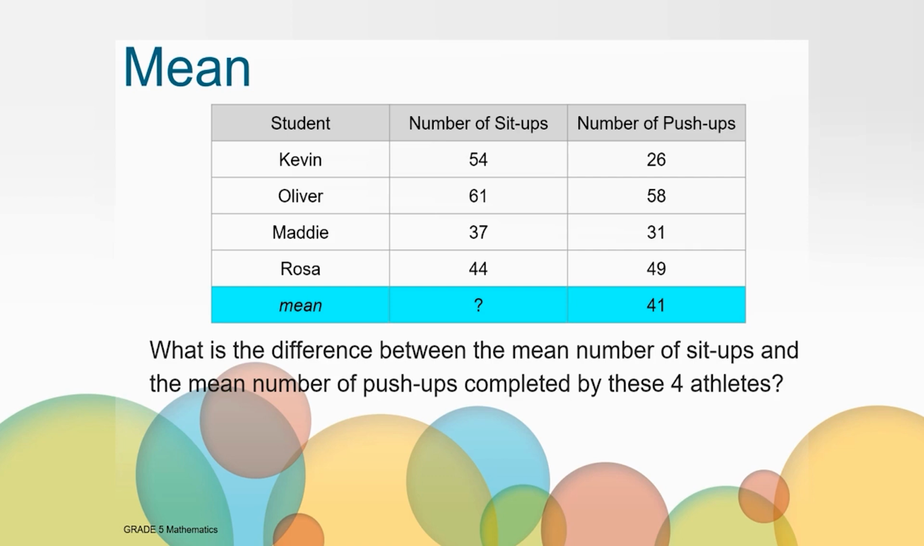What do they mean by difference? Difference is the result of subtracting one number from the other. So take a minute to figure out the mean number of sit-ups and then the difference between the 2 means.